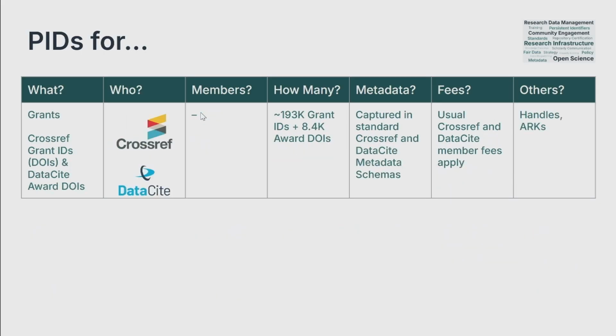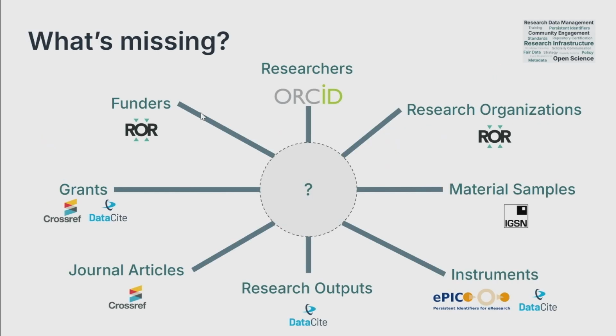And PIDs for grants. So we're connected with the funders. We have grants or awards. Nothing really new or extra to say here because they're both coming through Crossref and DataCite. So Crossref have grant IDs, DataCite has award DOIs. There's nearly 200,000 of them. They're captured in the typical metadata schema. The usual membership fees apply, and ARCs and handles are the main alternative.